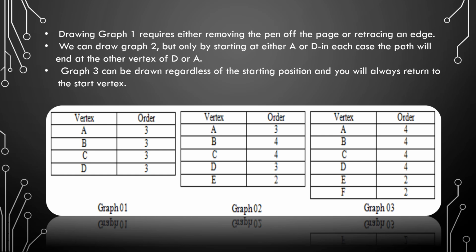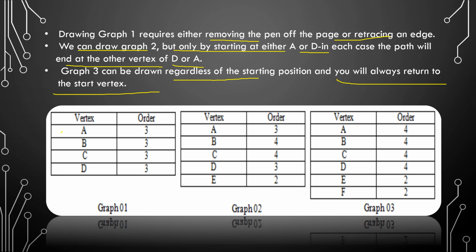Drawing graph 1 requires removing the pen from the page or retracing the path. So we can draw graph 2 but only starting at either A or D. In each case, the path will end at the other vertex, D or A. Graph 3 can be drawn regardless of starting position and you will always return to the start vertex.